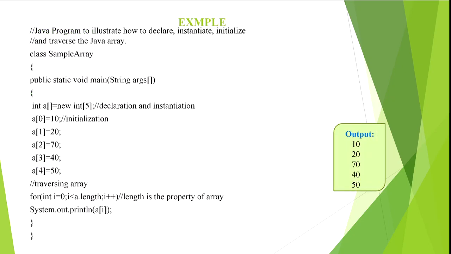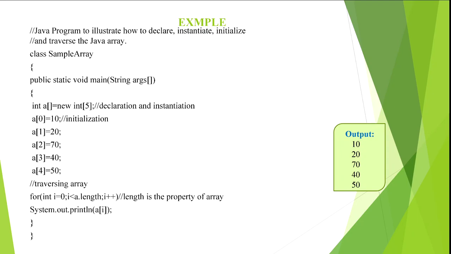Now one example. This example illustrates how to declare, create, initialize and display the contents of a Java array. SampleArray is the name of the class, and in the main method I have taken a as an array of size 5 and data type integer. In the first line I combine both steps, declaration and creation, in one line: int a equal to new int 5, meaning I declare a as an array of the type integer and size 5, so it consists of 5 values.